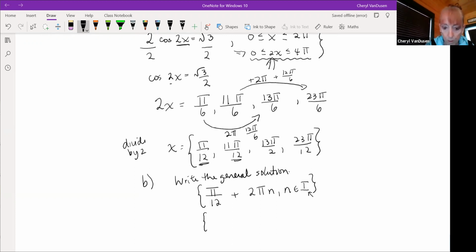And then the other part of our general solution is we take the 11 pi over 12 and we do the exact same thing like that. Okay, so this particular question I hadn't started with general solution, but I thought it was kind of worthwhile to throw it in there because that is an expectation that you'll be able to write general solutions as well.